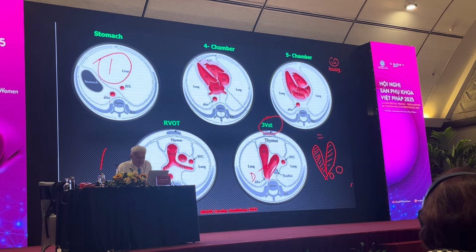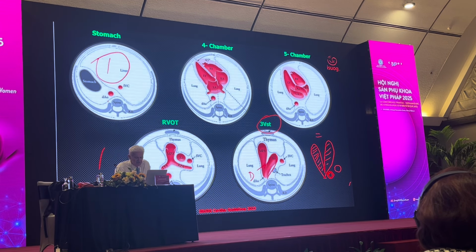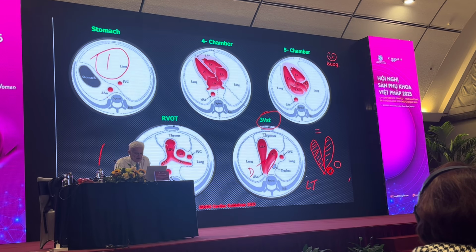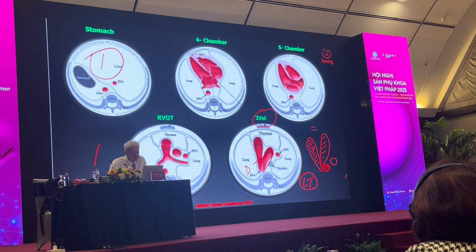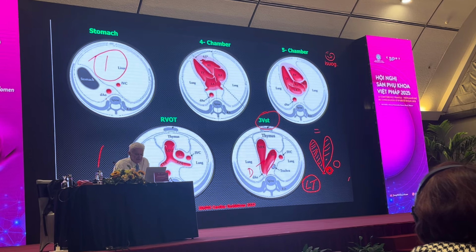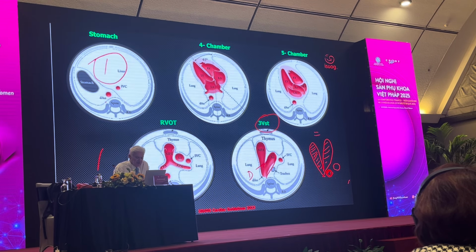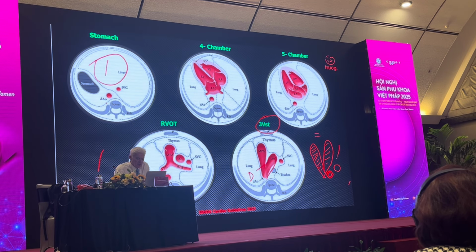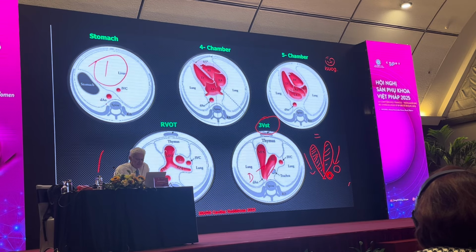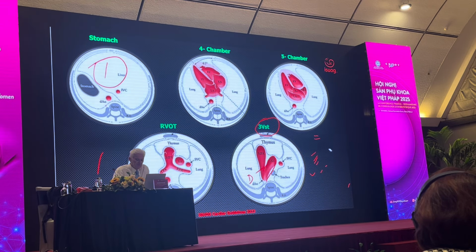When you look at these two vessels, you must see that they are on the left side of the trachea, not the right side. When you look at these vessels on colored Doppler, you need to make sure that there is laminar flow across both vessels. This view is an extremely important view.